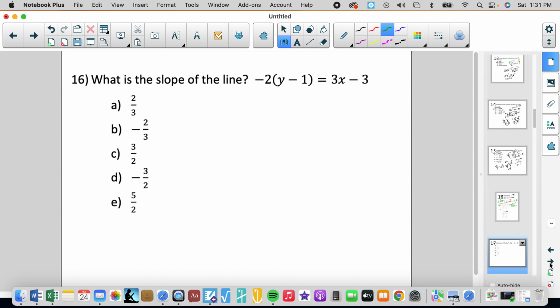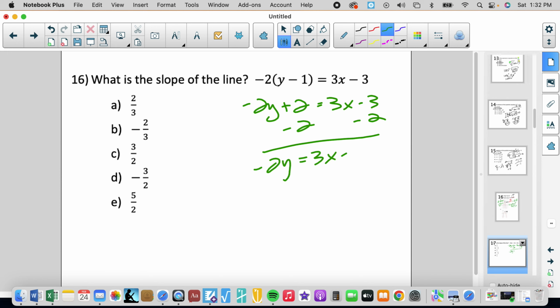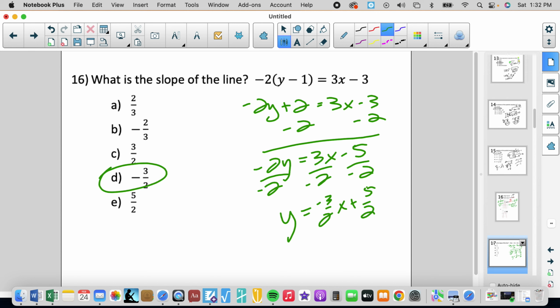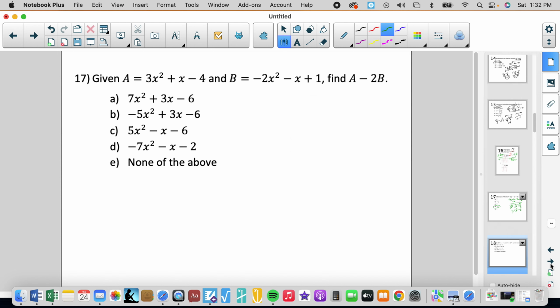Number 16, what is the slope of the line? Love it. So we'll put it in slope-intercept form. It's going to be the easiest. Negative 2y plus 2 equals 3x minus 3 minus 2. Negative 2y equals 3x minus 5. Divide by negative 2. And we get y equals negative 3 halves x plus 5 halves. We have a slope of negative 3 halves. You should be doing these that fast.